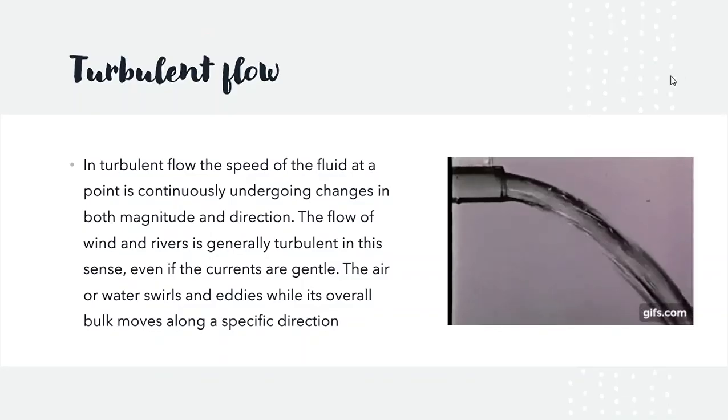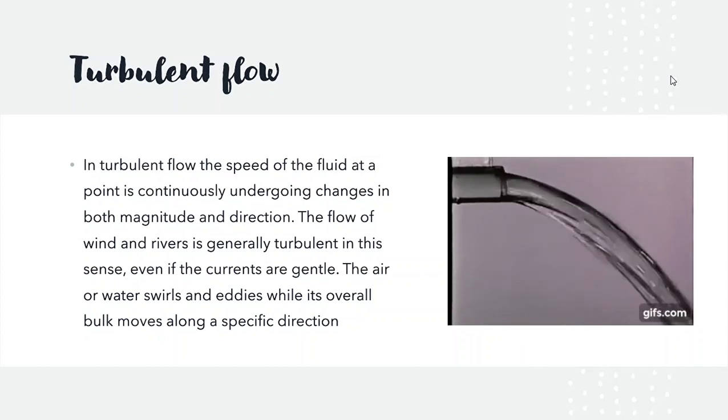In a turbulent flow, we can see that the speed of the fluid is continuously changing with respect to time. In turbulent flow, the speed of the fluid at a point is continuously undergoing changes in both magnitude and direction. The flow of winds and rivers is generally turbulent in this sense. Even if the currents are gentle, the water or air has swirls and eddies, while its overall bulk moves along a specific direction, and this is known as turbulent flow.